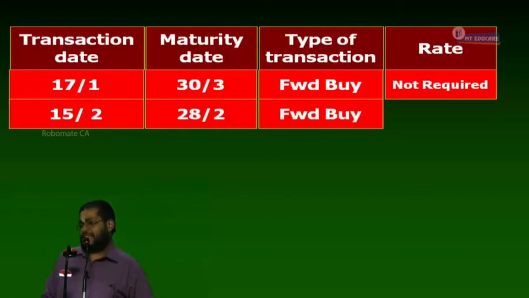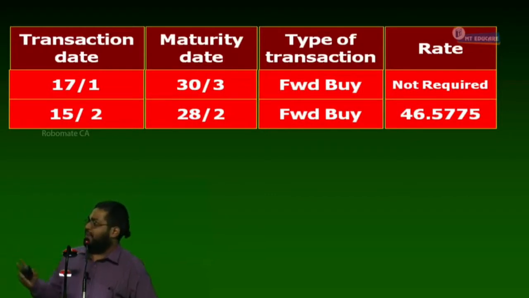Now only you set the exchange rate. Repeat it once again. 46.5775. Everybody, are you having the clarity or not? Now, that's all. Any more transaction? One more. Because now I'm having two forward buys, but I want to purchase only once. That is on which date? 28 February. I want to cancel this forward buy or not?